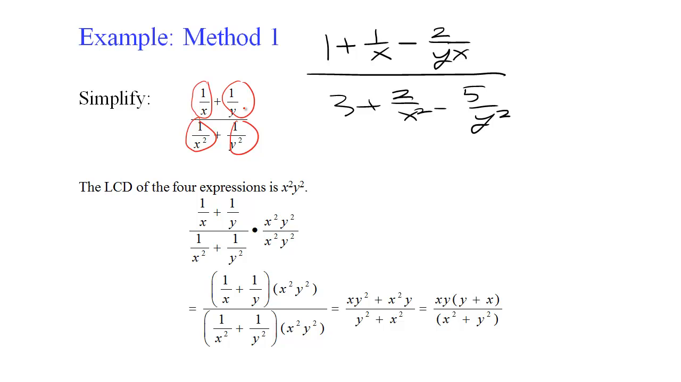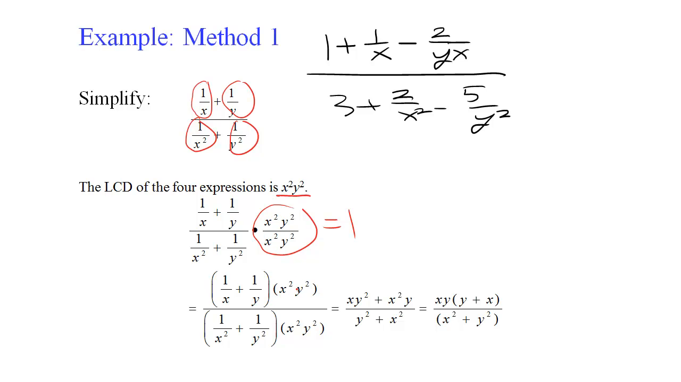You look at the bottoms of all of those, an x, a y, an x squared, a y squared, and you see that x squared y squared is the smallest number that encompasses all of them, right? It's the smallest, least common denominator. If you multiply top and bottom by that least common denominator, you haven't changed its value, right? You're multiplying by 1. But when you do that, it gets rid of fractions.